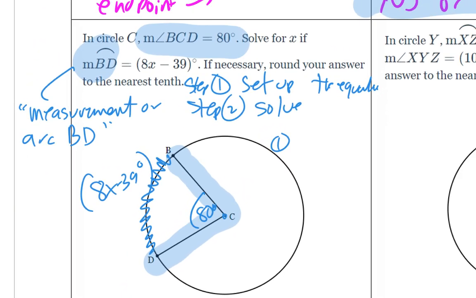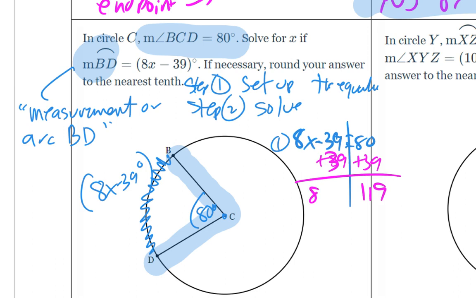So 8x minus 39 equals 80 degrees. And then if we're solving for x, we just have to solve, right? So the first thing I'm going to do is add 39. If I add 39 there, I'm going to add 39 there. So that gives me 119, okay? And then those cancel out. So I'm just going to divide by 8.